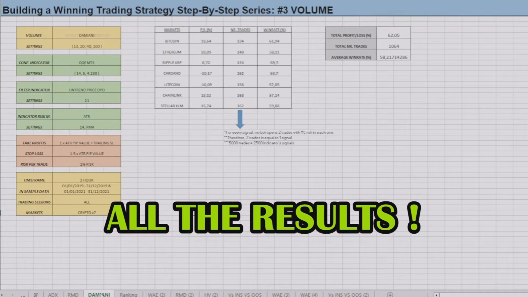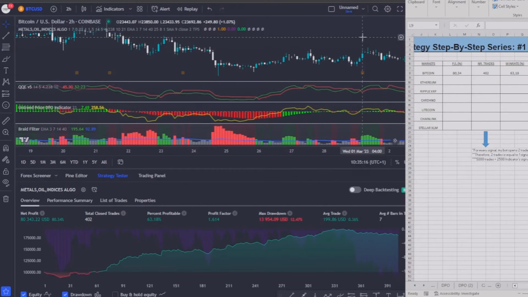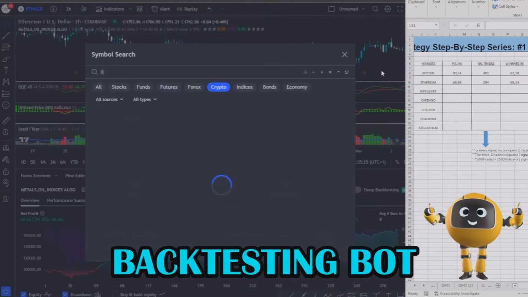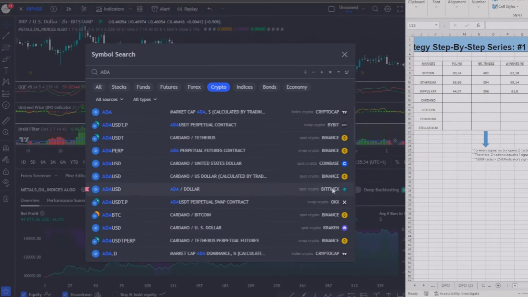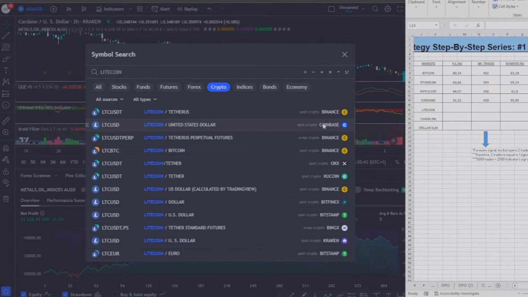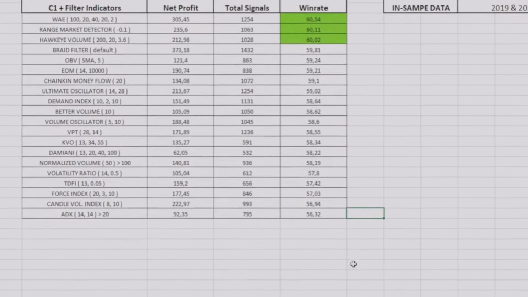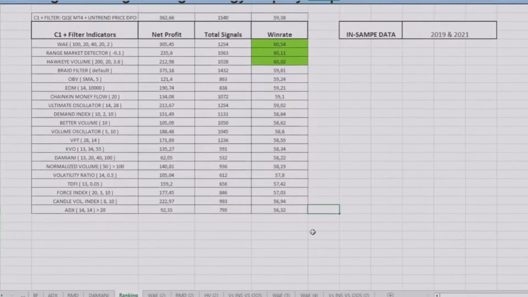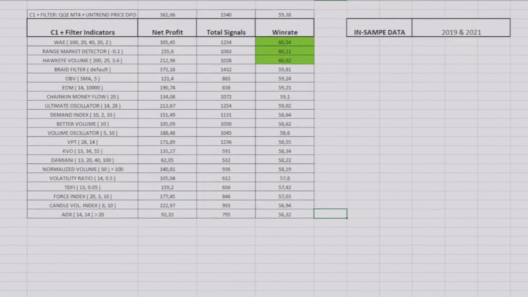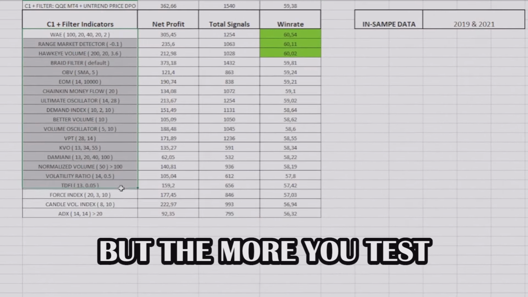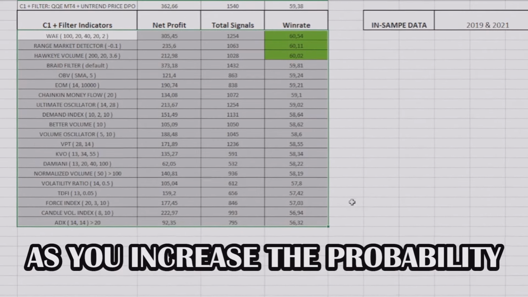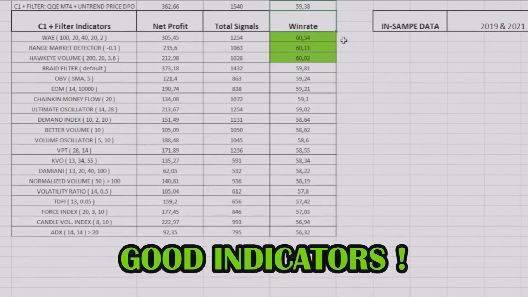Here are all the results. As you could see through some clips I was showing, I used my backtesting bot to help me, but everything I did you can also do manually. I tested about 20 different volume indicators and put them in this table to compare them. Here there is no specific number of indicators to test, but the more you test the better, as you increase the probability of finding good indicators.